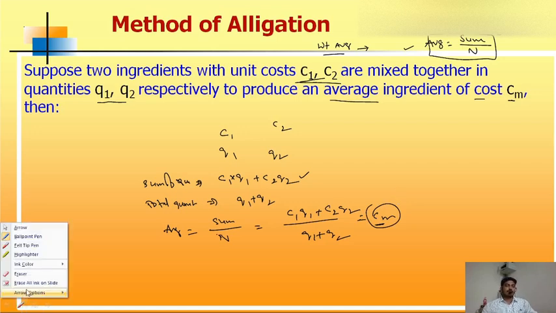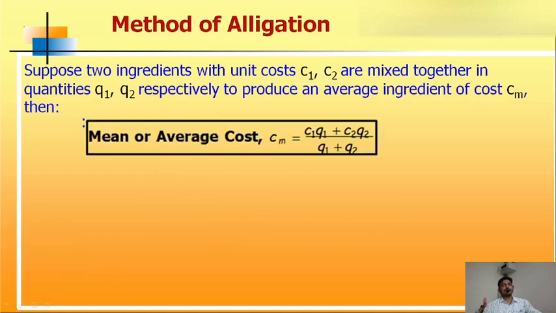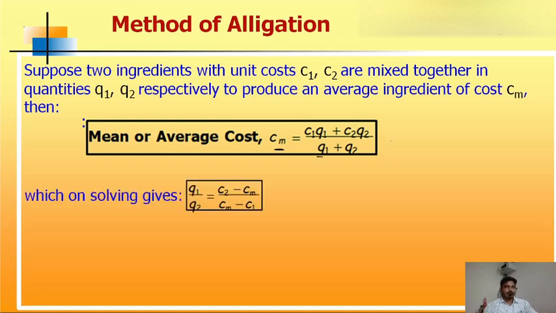So in the end we get the formula I explained here: Cm is equal to C1 Q1 plus C2 Q2 divided by Q1 plus Q2. On solving and rearranging this equation, we will get the final equation. Let's see how we get this equation.